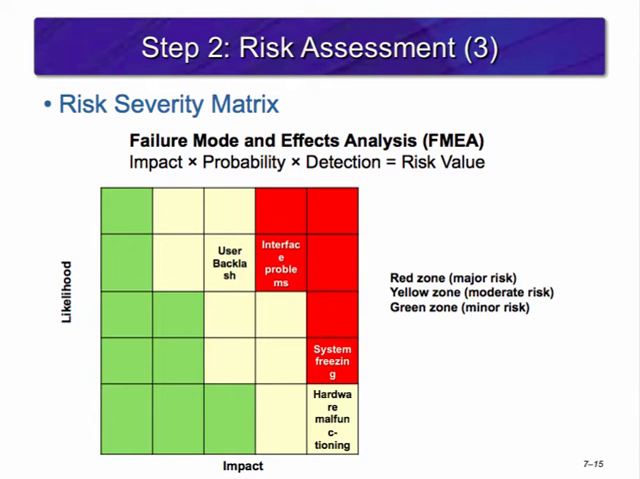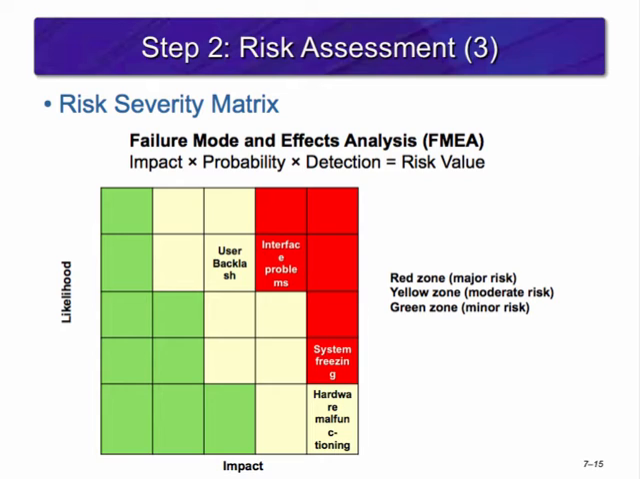The risk severity matrix provides a basis for prioritizing which risks need to be addressed. The red zone risks are top priority. The yellow zone are moderate and are to be addressed next. The green zone are risks that should be put on a watch list.